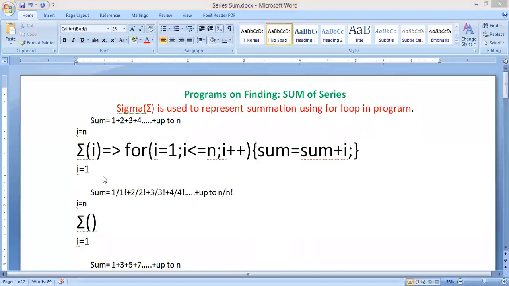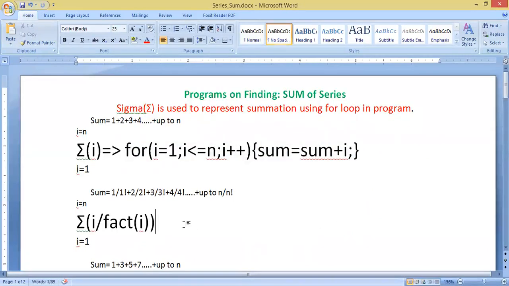Okay, suppose now the next series is like this. What is this? 1 upon factorial 1 plus 2 upon factorial 2 plus 3 upon factorial 3. So what can be the general term of this within sigma that I can write? i upon i factorial, right? Very nice. Factorial of i. Okay. So very efficiently we can manage this. For i upon factorial i, we have to create the factorial function earlier, and then within the for loop I'll call that function.